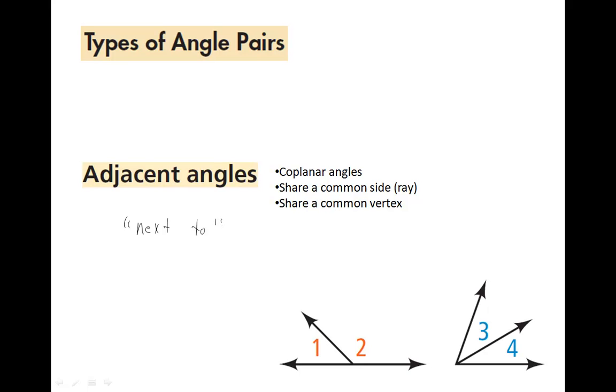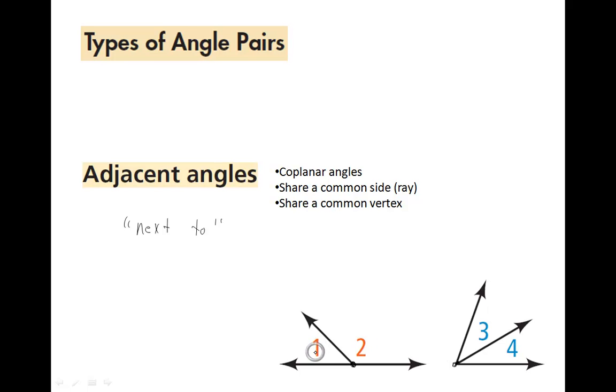Now, there are some conditions you have to meet. There aren't just angles that are near each other. They have to share a common ray, and the common side, which the side of an angle is a ray. They have to share a common vertex. Remember, a vertex is a little corner of the angle there. So the vertex of both angle 1 and 2 are right there. The vertex of angle 3 and 4 are right here. And these would be adjacent angles.